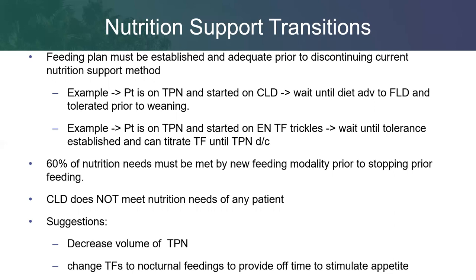So there is an art to weaning and transitioning patients. It's important not to discontinue too early, because when we do, we're not necessarily bridging the gap, but we're creating a gap, or an energy and protein deficit that didn't necessarily need to be there. So some suggestions for how we can troubleshoot: we can just decrease the volume of the total parenteral nutrition rather than discontinuing it entirely, or change tube feedings to nocturnal or cyclic, so we're not running them 24 hours a day, which can also help stimulate appetite if you're transitioning to a diet.